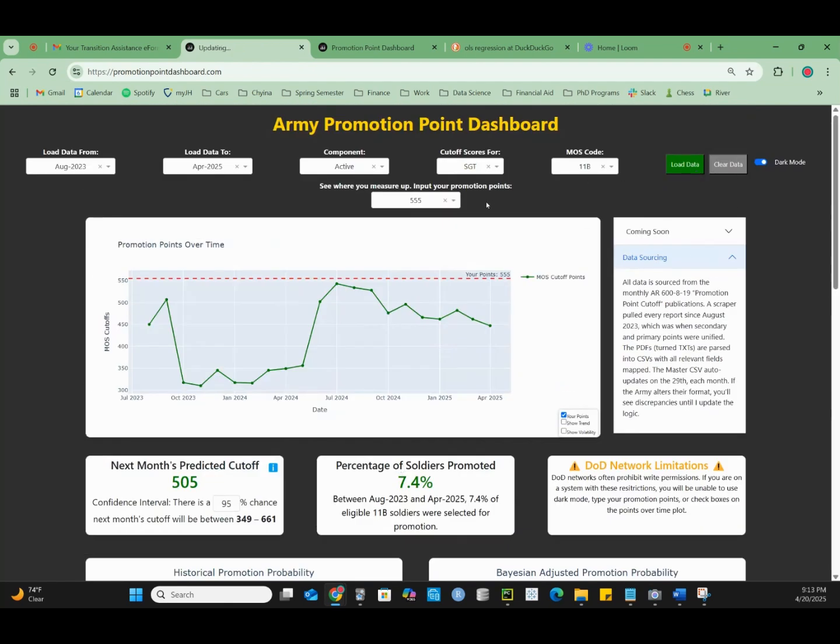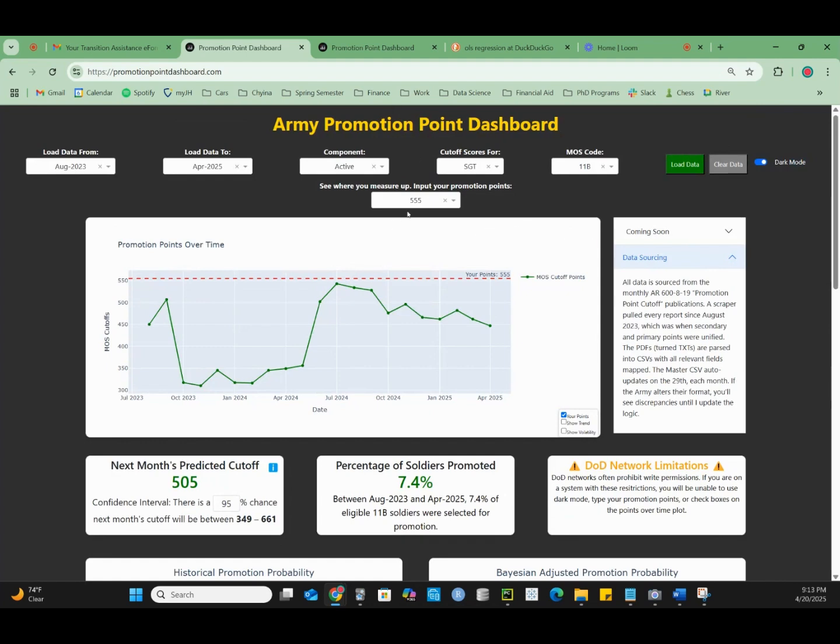Okay, so green button, load data. The reason there's a drop-down menu is that this is a workaround to allow you to insert your promotion points and get around the DoD limitation on write permissions. If you're on a home network or anything that's not DoD, then you're able to type. Otherwise, you're going to have to use this super ugly drop-down menu, and I apologize for that, but that's all we have for the time being. Dark mode is also prohibited on DoD networks, and you are not going to be able to use these checkboxes down here on DoD networks.